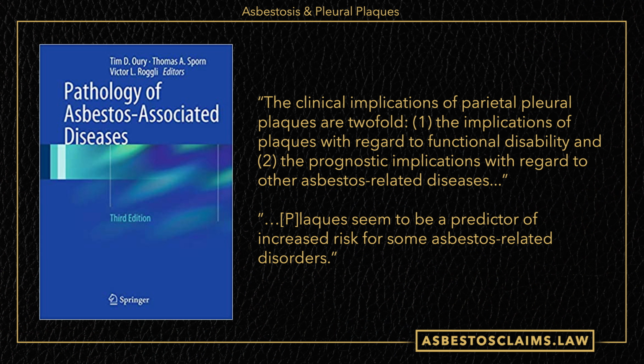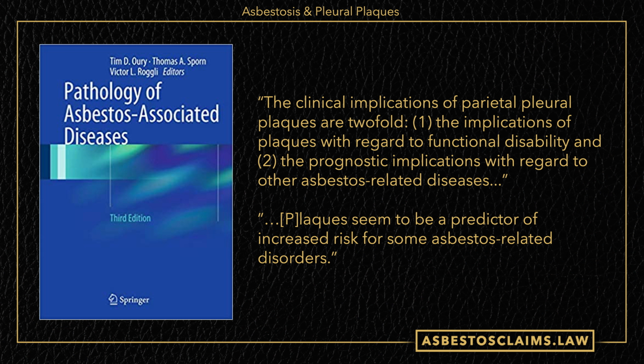O'Reilly explains that the clinical implications are twofold. First, the implications of plaques with regard to functional disability. That means breathing. Your functional disability in this context means you are not able to breathe properly. And that can be measured with a pulmonary function test, which is a common breath test. And number two, the prognostic implications with regard to other asbestos-related diseases. Prognostic in this case means, can we foretell that someone's going to develop another asbestos-related illness?